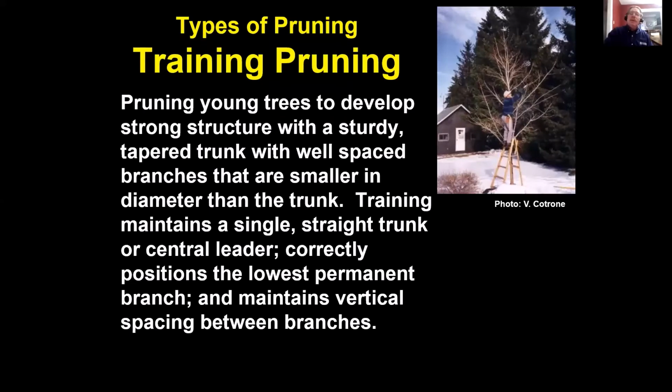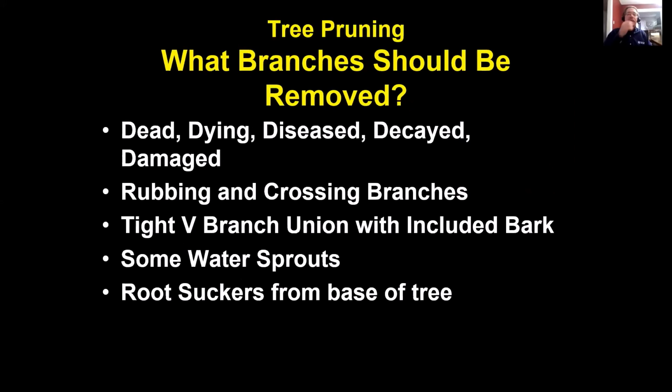So without reading all of this, this is about spacing of branches, maintaining a central leader, shortening any of the codominants, right? We're looking at vertical spacing, selecting what we call scaffolding branches. That's going to be the permanent structure for the tree. Okay, so let's keep going.